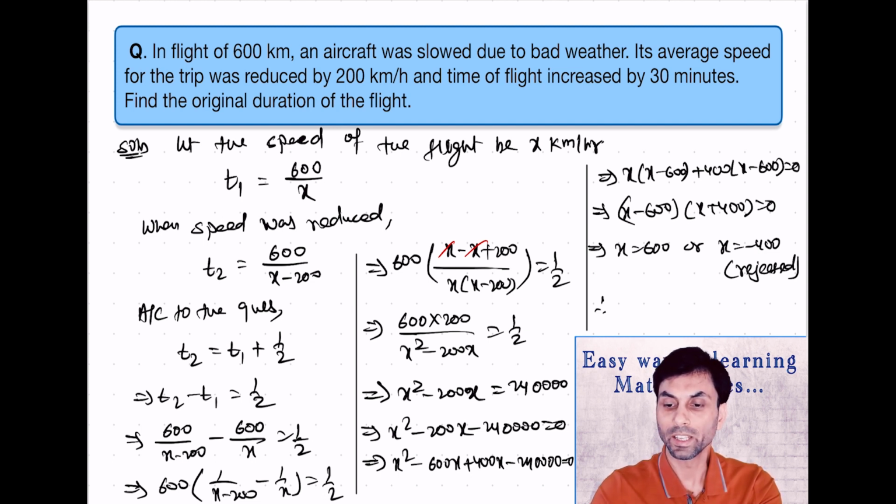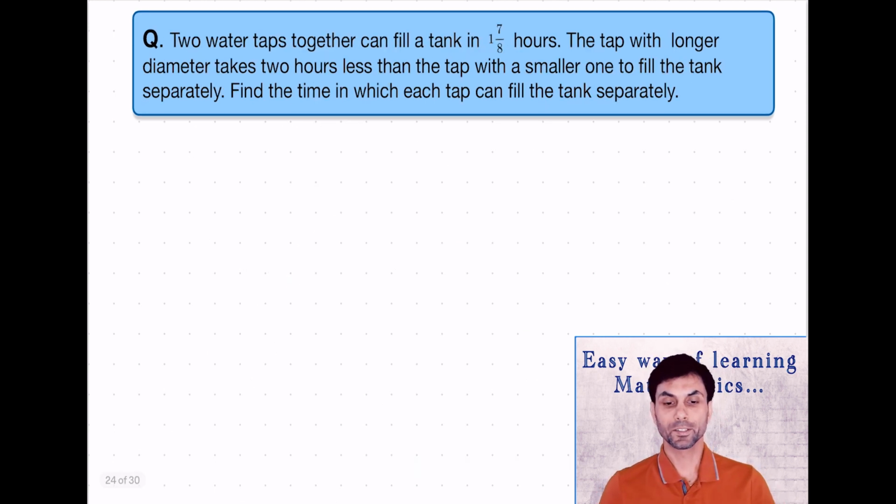And so, therefore, time of flight will be distance, which is 600, upon speed, which is 600, it will be 1 hour. The next question is: two water taps together can fill a tank in 1 and 7 by 8 hours. The tap with the longer diameter takes 2 hours less than the tap with the smaller one to fill the tank separately. Find the time in which each tap can fill the tank separately.